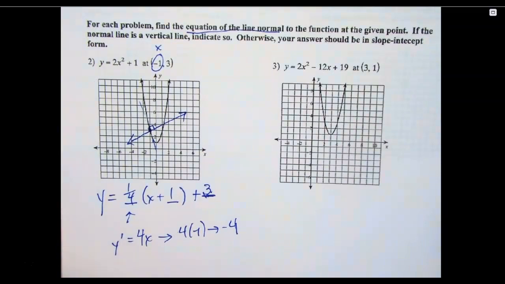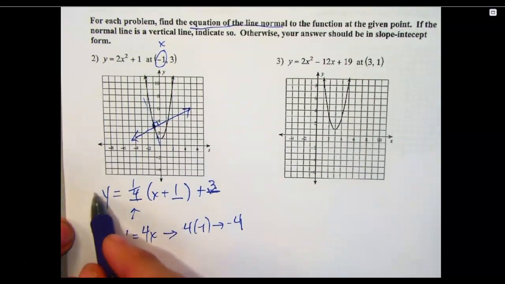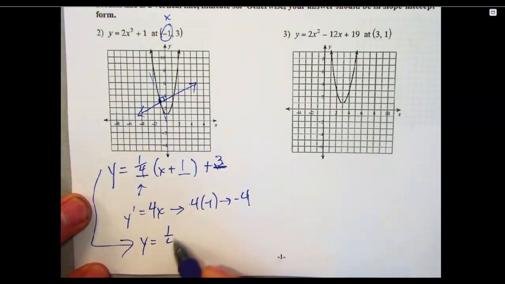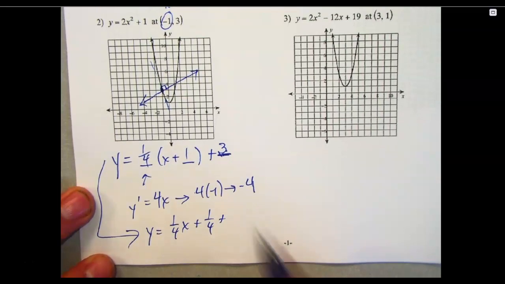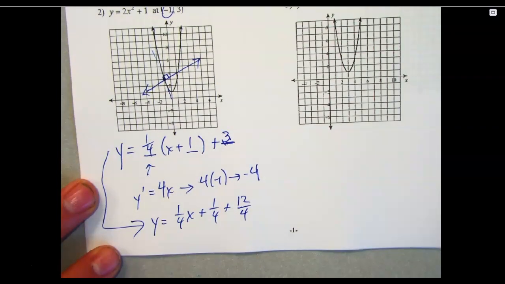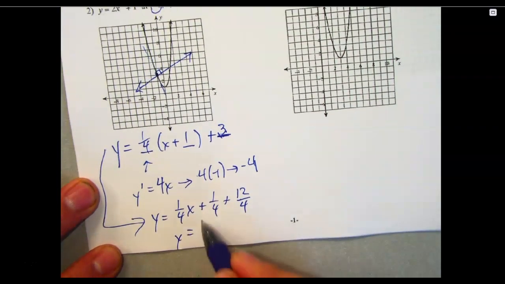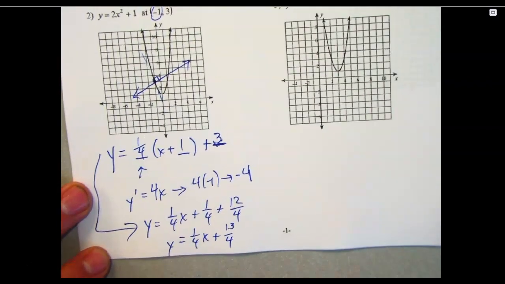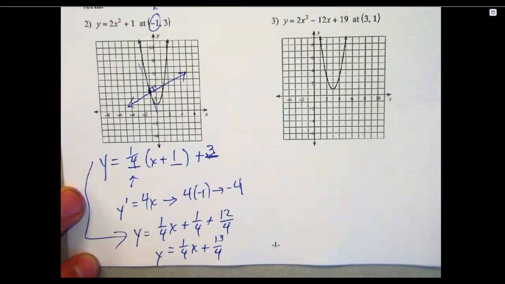Okay. So I'm not quite done. I still have to distribute. Kind of did this in a weird order, but y equals 1/4 x plus 1/4 plus 3, which I know I'm going to need a common denominator. So if I wrote 3 as 12/4, it'll make my next step a little easier. So 1/4 x plus 13/4. Is that alright for number 2?